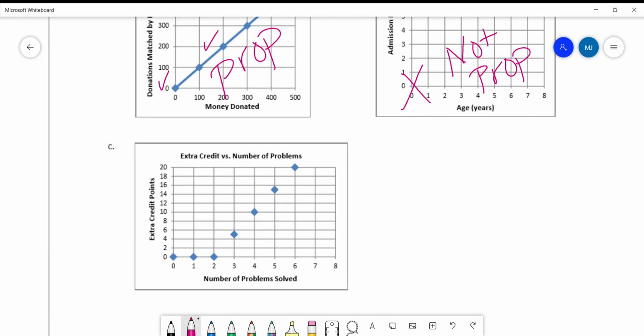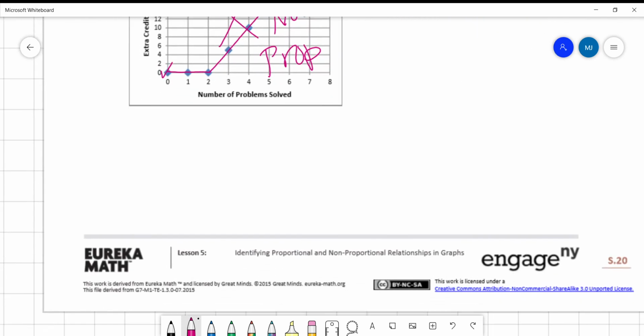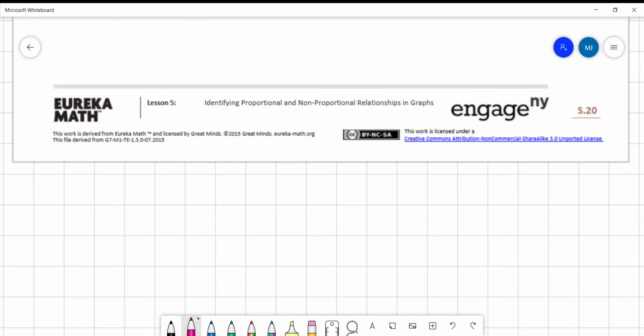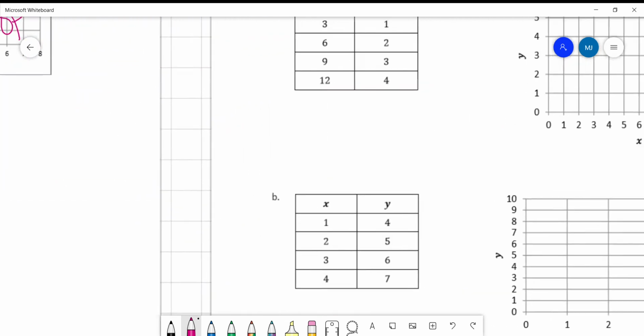C. This one doesn't even have the lines drawn, but let's draw the lines. Is it a straight line or does it have a bend? Has a bend. Does it start at the origin? Yes. Does it satisfy both things that we need it to satisfy? Is it straight and through the origin? No. So the end of that one? Yep. Let's go over here.